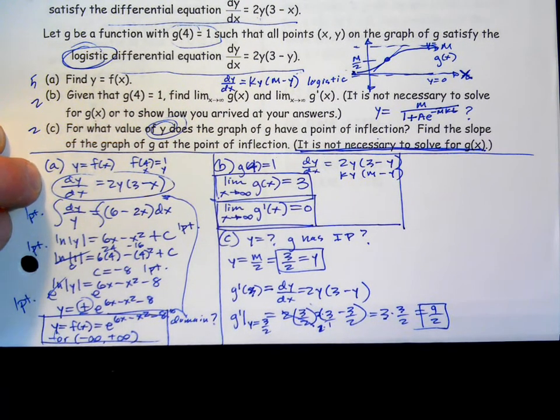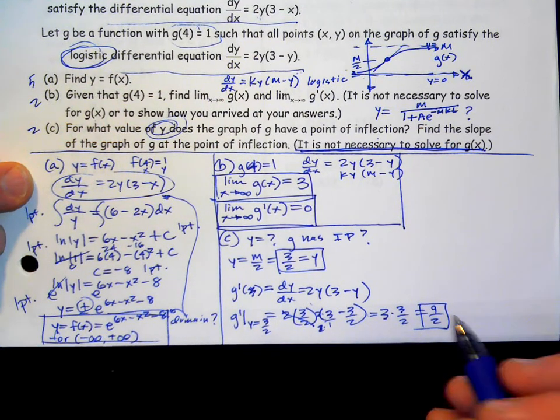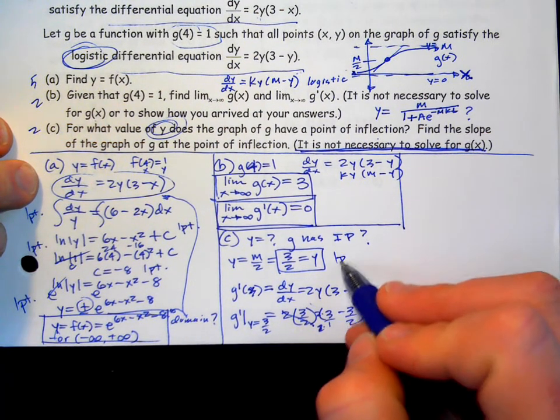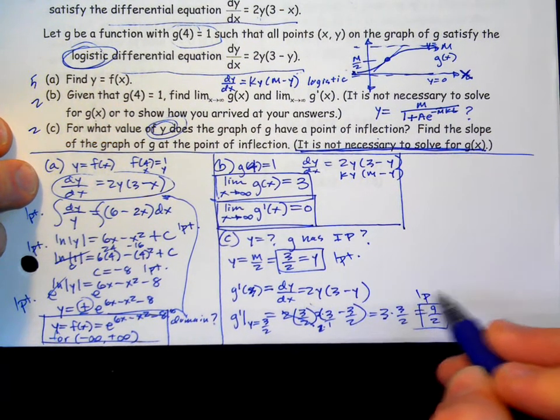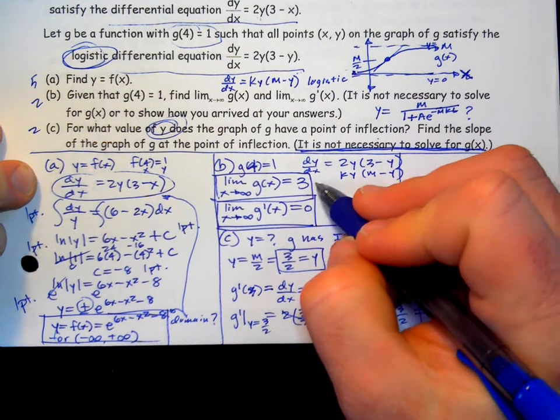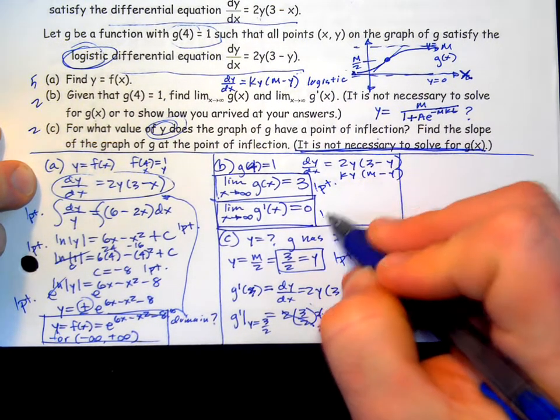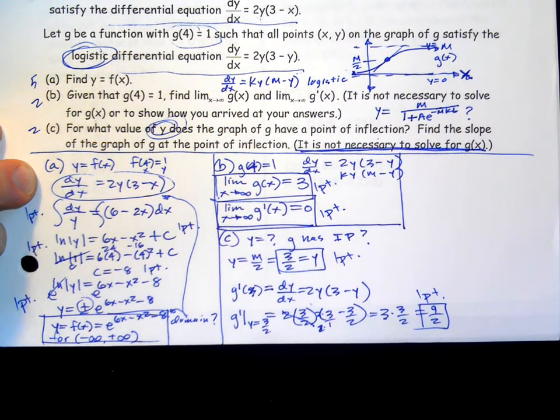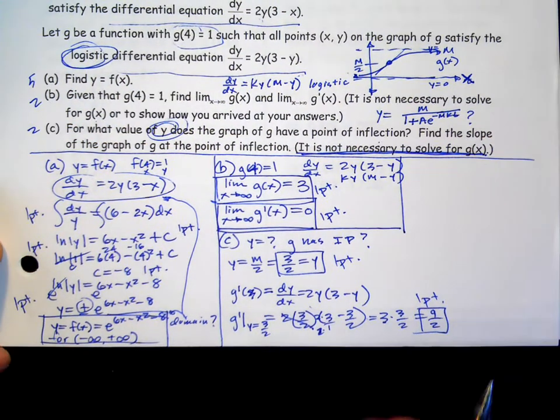So the last part was worth 2 points: 1 point for the y value at the inflection point, 1 point for the slope at the inflection point. Part B was worth 2 points, 1 point for the limit of g of x, 1 point for the limit of g prime of x. And so there's an example of logistic.